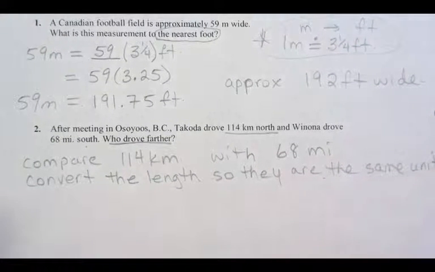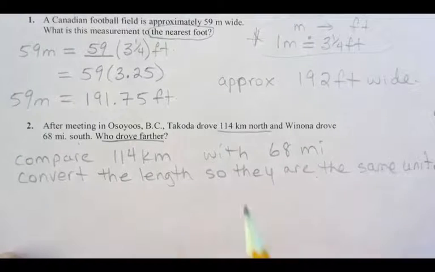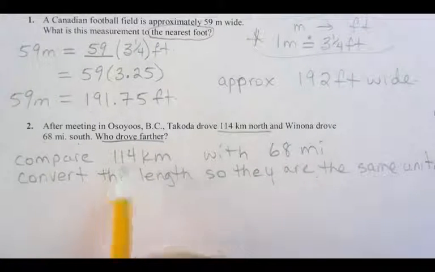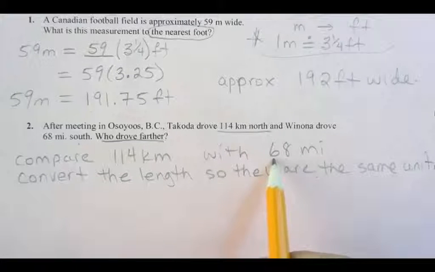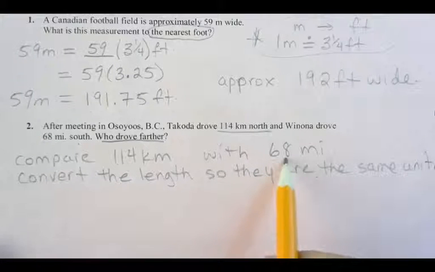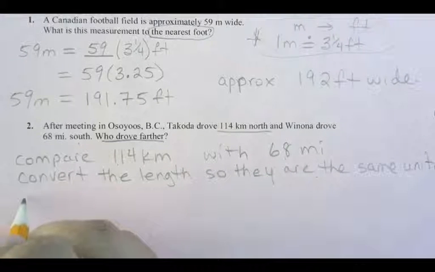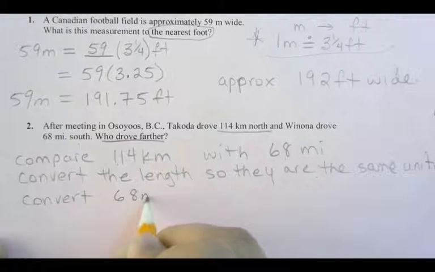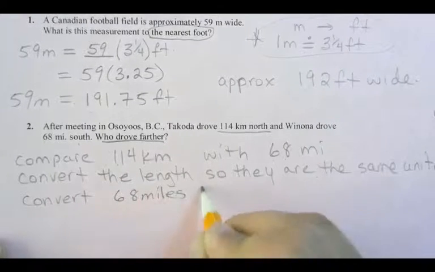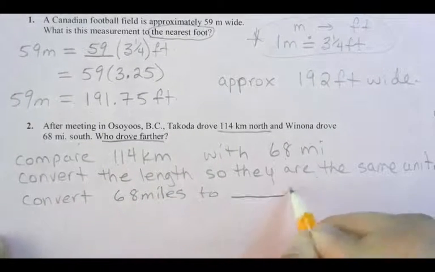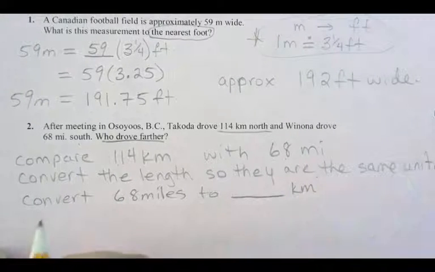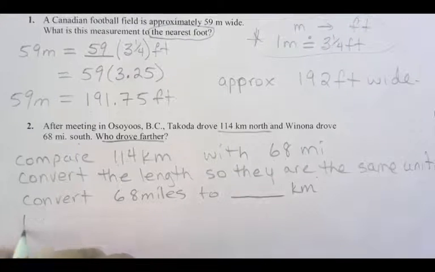All right, so you have two choices. You could either convert the 114 kilometers so that it's miles, or you could change the miles so that it's in kilometers. So I'm going to convert 68 miles to something kilometers. All right? How do I do that? What's the conversion I'm going to use?